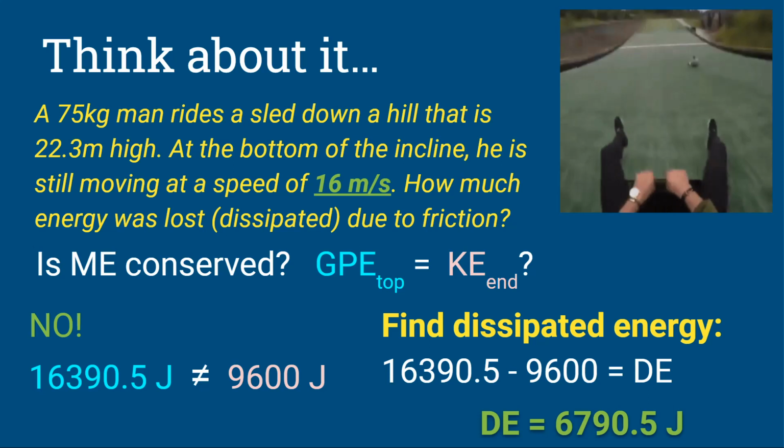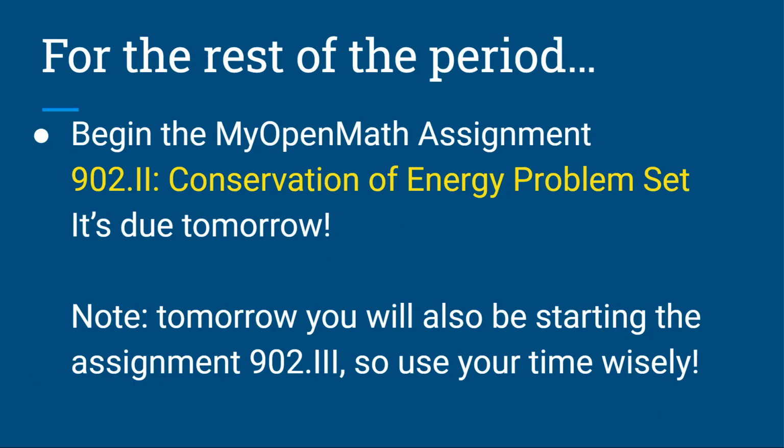Okay. All right, guys, then I'm going to have you begin your MyOpenMath assignment for today, 902.2 Conservation of Energy Problem Set. It's not due until tomorrow. However, you are also going to be getting another problem set tomorrow that's due the next day. So just a heads up, I would not save a ton of it because you're going to have to divide your time if you want to get started on 902.3 tomorrow as well. It won't be due tomorrow. It's not like you have two of them due the same night, but there's going to be a little bit of overlap there because I want to make sure that you're using your time wisely.